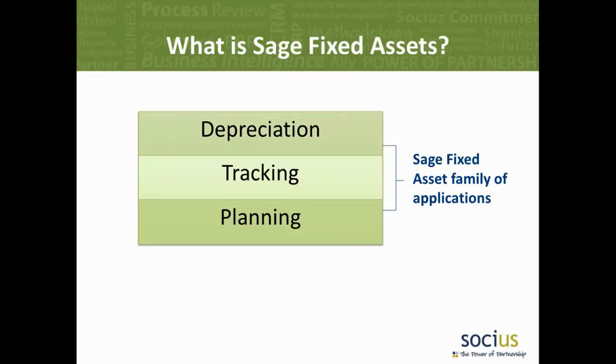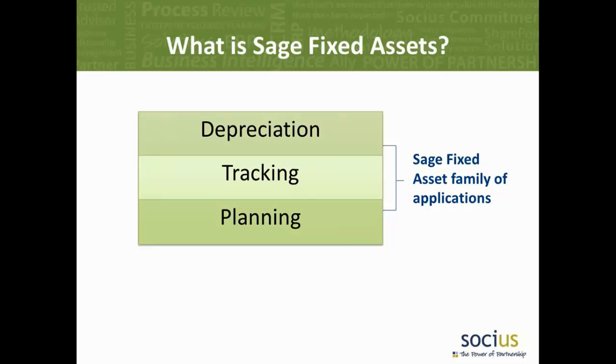And then there's a final component called Sage Fixed Assets Planning, which is really for CIP, or construction in progress, and tracking projects that you're putting together that will become large capital expenses. You want to establish budgets and then track expenses against your budgets.